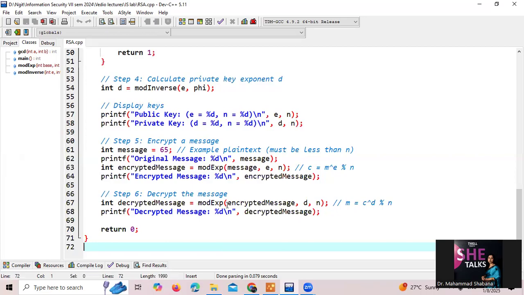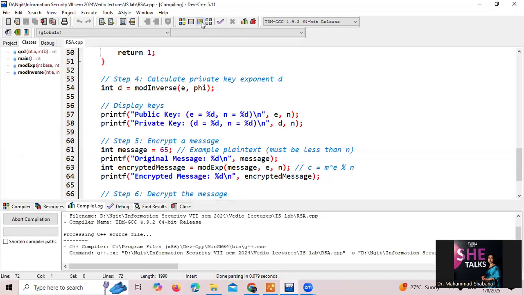The input is the plain text. The ciphertext after encryption is nothing but the encrypted message. The plain text message retrieved after decryption is the decrypted message. So this program demonstrates the RSA algorithm step by step: generate public and private keys, encrypt a message using the public key, and decrypt the message using the private key. Let us run this program.